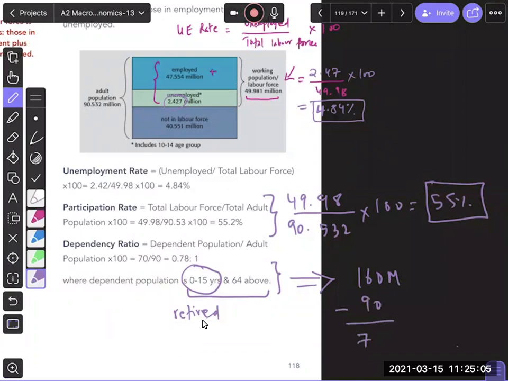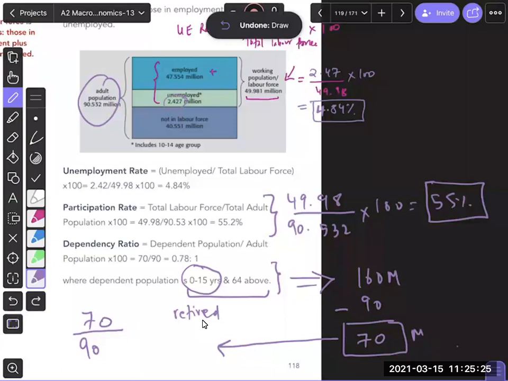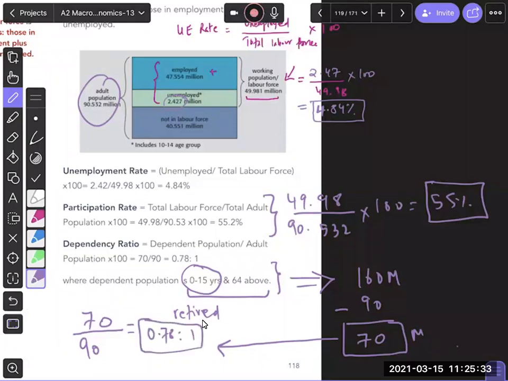So I'm looking at 70 million people in the country who are basically not required to work, depending on their age. So of the 70 million divided by the adult population, those who are working, that's 90. And it's a ratio. So the dependency ratio turns out to be 0.78 is to 1. Now, what does that mean? Basically, for every one person who can work, he has to support almost 0.78 of a person.